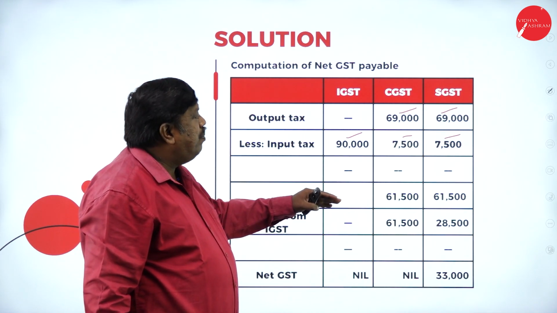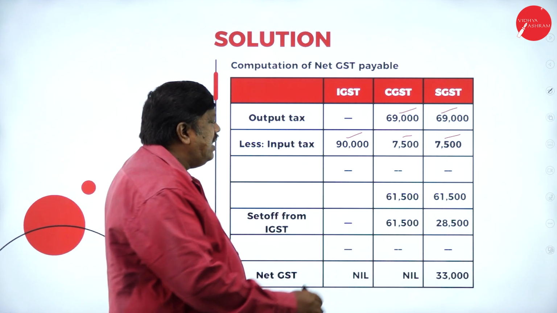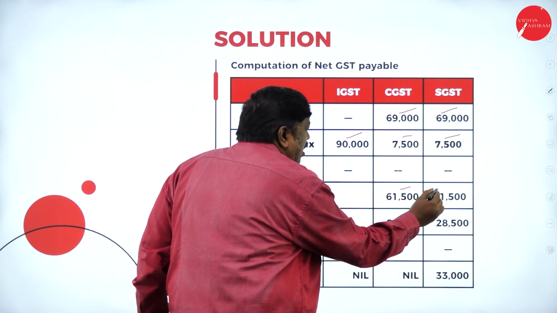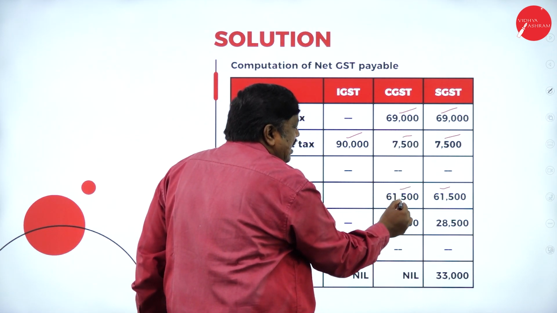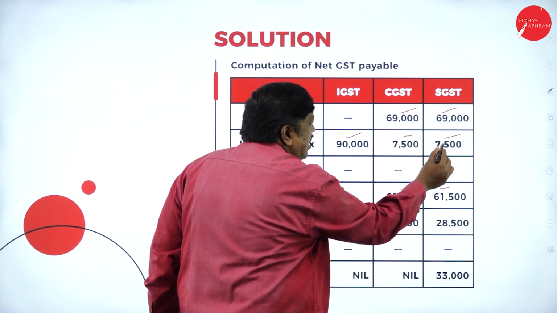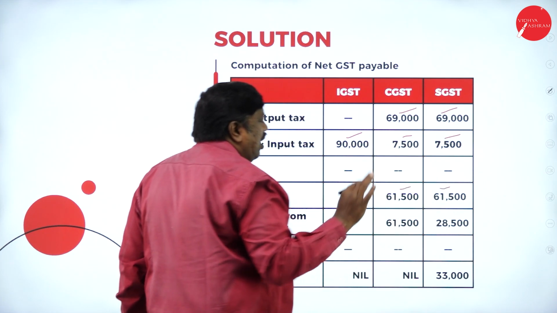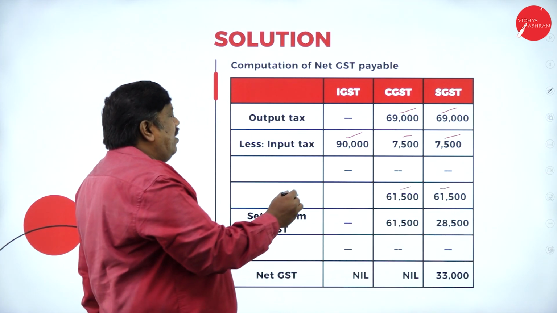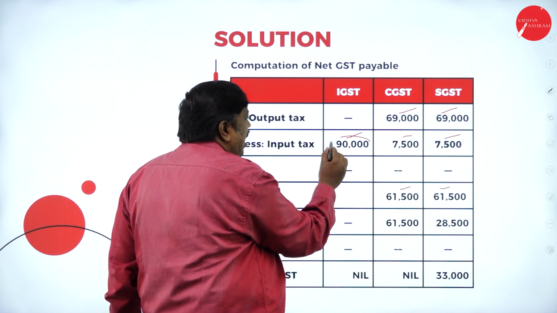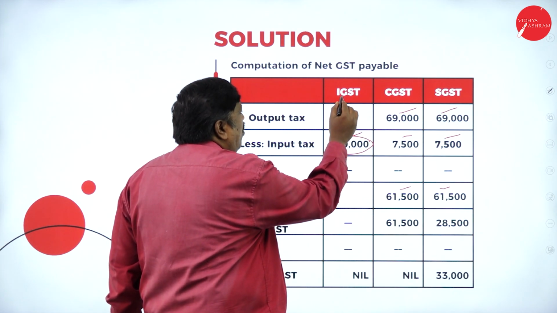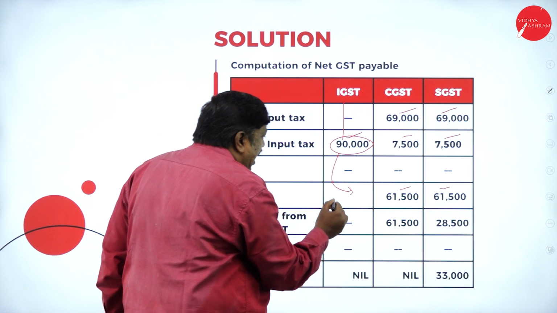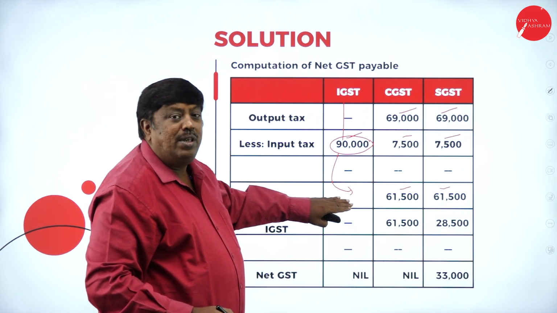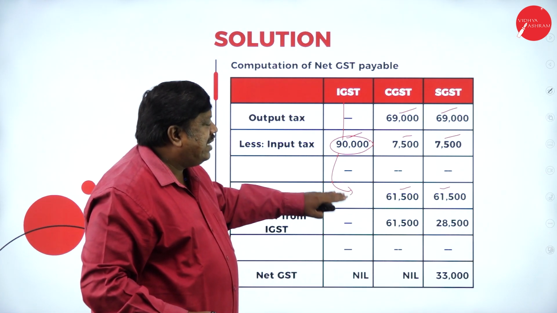What is the remaining amount I have to pay to the government? 69,000 minus 7,500 is 61,500. Now, whatever input tax credit we have here, the amount paid for the IGST is adjusted with IGST. So there is no amount available here. This cannot be set off.